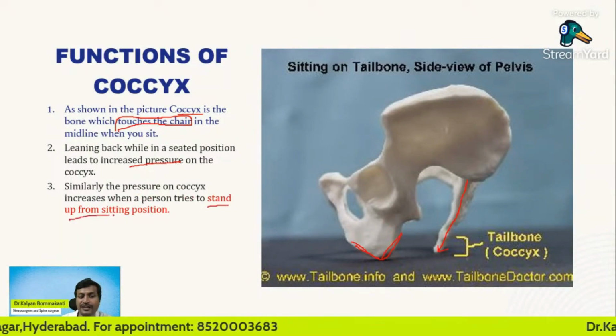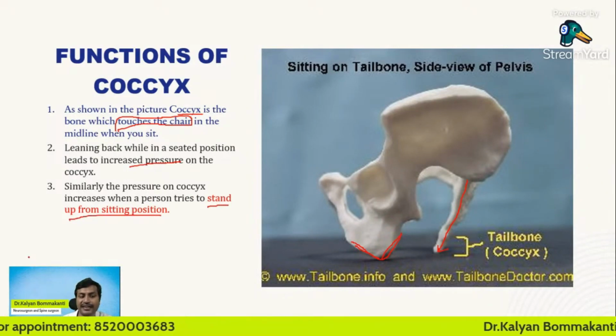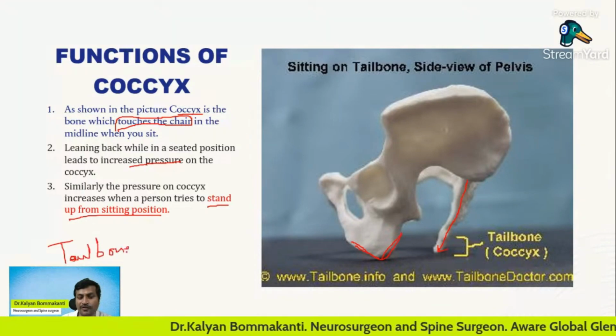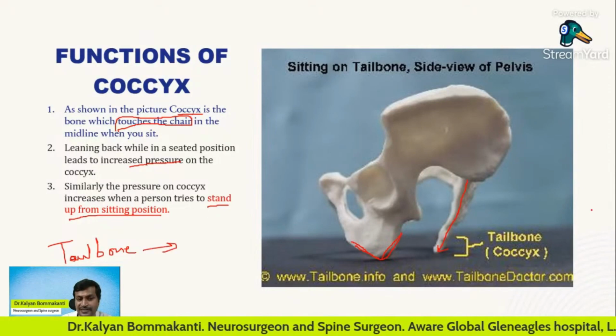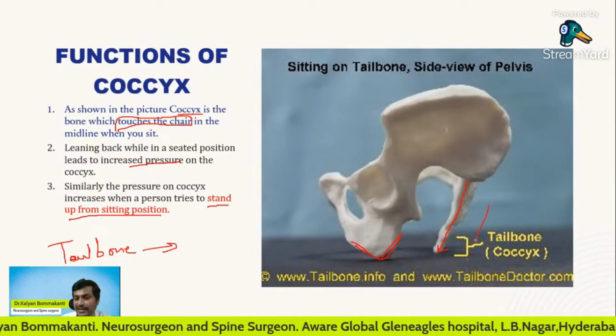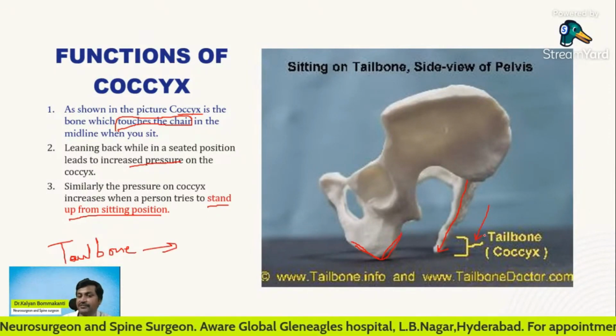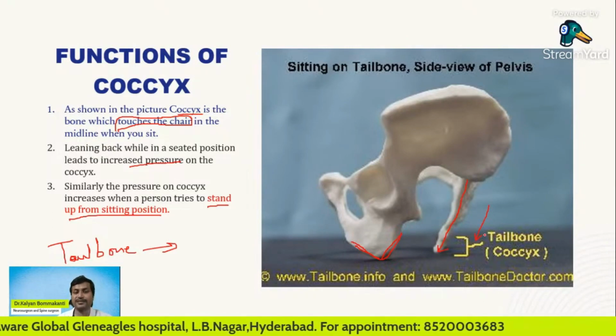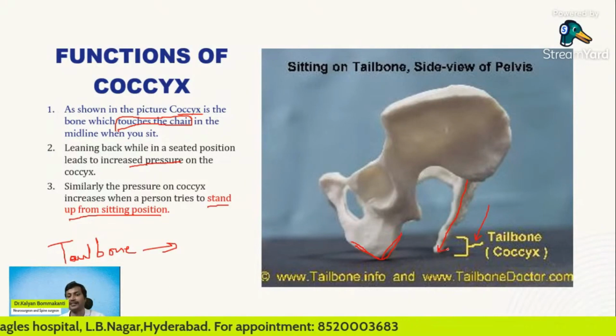So is it very clear now? Coccydynia or tailbone pain increases when the patient sits. Obviously, because when the patient sits, the coccyx touches the chair or the hard surface and it causes pain. Similarly, when the patient tries to stand up from the sitting position, the tailbone touches the hard surface and it causes pain.